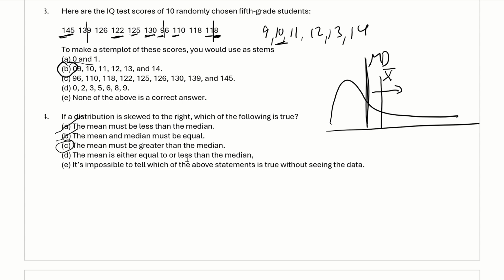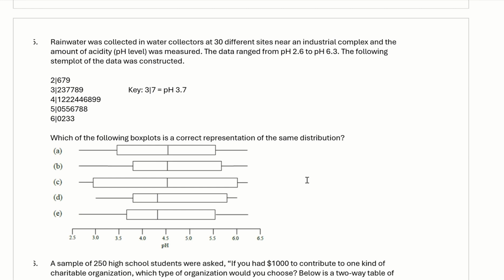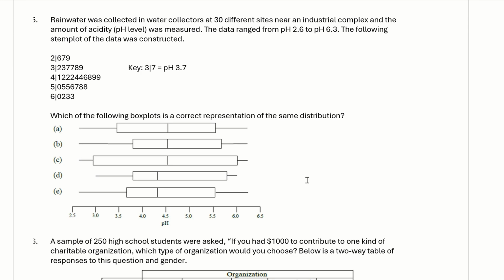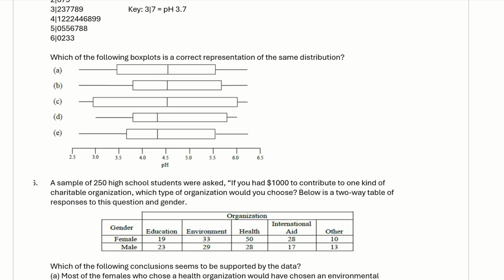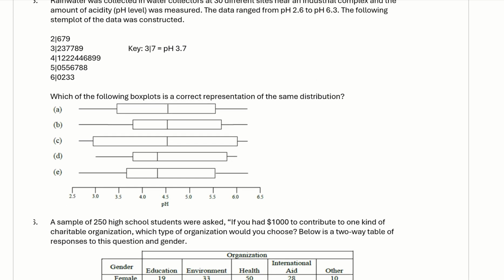Okay. All right, number 5. Rainwater was collected in water collectors at 30 different sites near an industrial complex, and the amount of acidity, or pH level, was measured. The data range from 2.6 to 6.3 pH. The following stem plot of the data was constructed. Which of the following box plots is a correct representation of the same distribution?